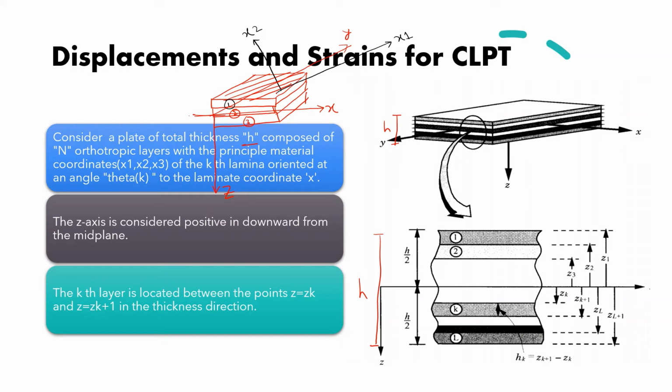So what is theta? How will we calculate theta? Here it says that any kth lamina is oriented at the angle theta to the laminate coordinate axis, the z axis being considered positive. Our angle is from x to x1, and x to x1 is the theta. So it is the inclination between the x axis, the reference axis of the laminated plate, and x1, the direction of the fibers of the kth layer of the lamina. The angle it makes with x would be theta.